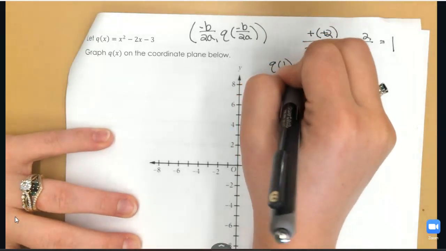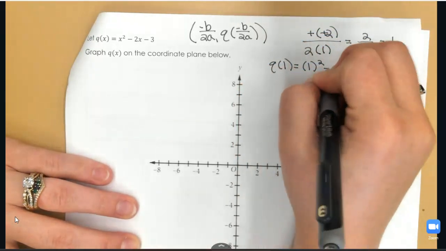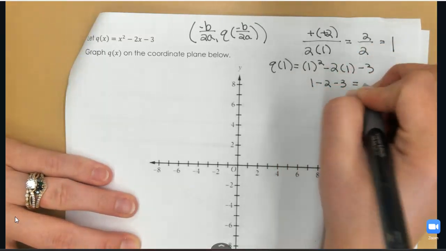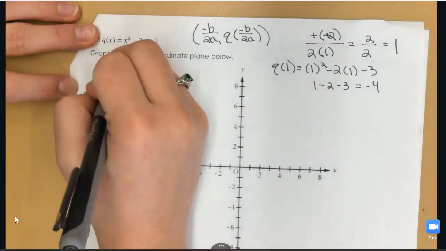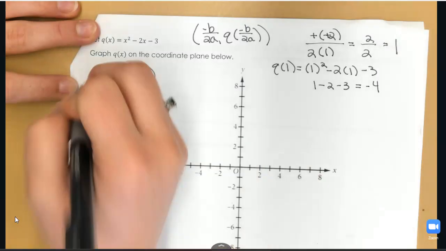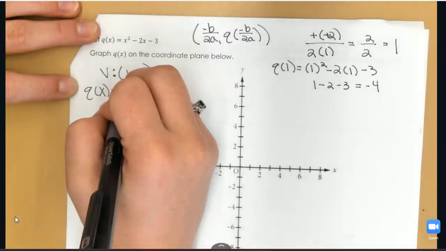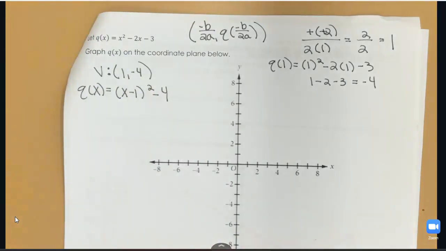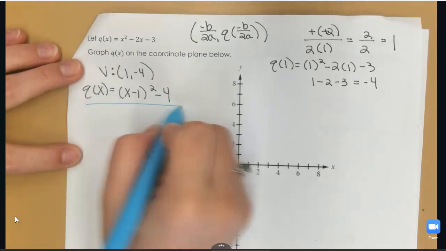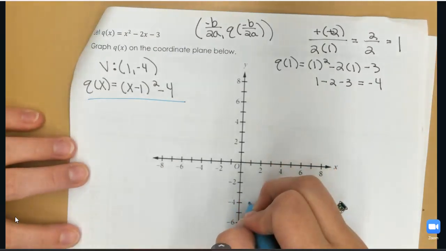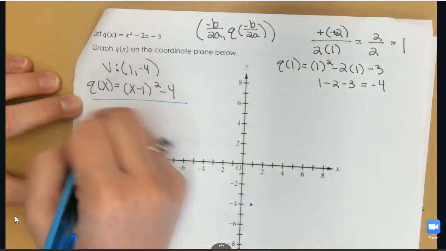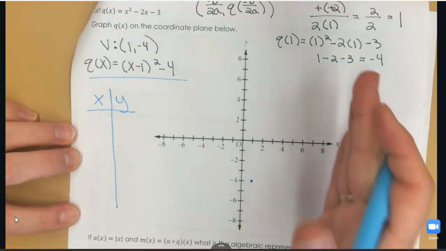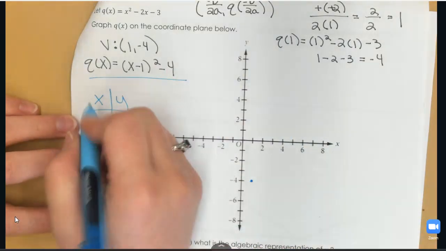Then to find q of 1, I will do 1 squared minus 2 times 1 minus 3. And 1 minus 2 minus 3 gives me -4. So my vertex is at 1, -4. And now I can write q of x in vertex form, which will be x minus 1 squared minus 4. And I'm going to graph this in blue. And I can go ahead and immediately graph my vertex, but I'm going to need to make a table to find some other points on this graph, my parabola. So going from right to left, I am going to start with 4.